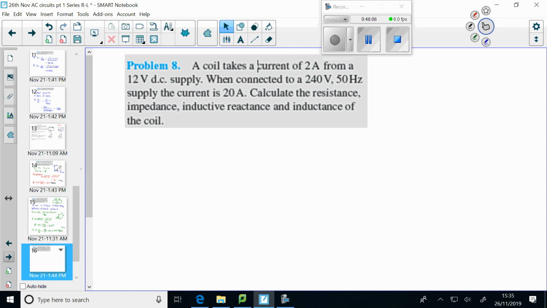When you get an answer, just say to me, have I got it right? I'll have a look and see if you're right as you go along. Okay? Over to you.